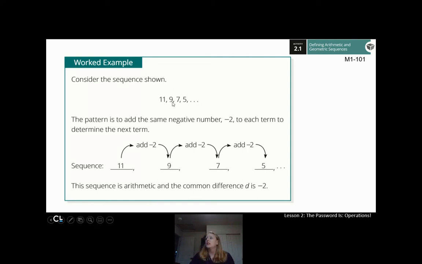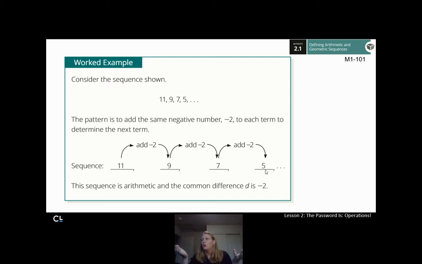So consider the sequence shown, 11, 9, 7, 5. It looks like I am subtracting 2 every single time. For our purposes, instead of thinking of it as subtracting 2, we're going to think of it as adding a negative 2. So the pattern is to add the same negative number, negative 2, to each term to determine the next term. For 11, I had to add a negative 2 to get 9. For the next one, I added a negative 2 to get 7. And then I added a negative 2 to get 5. You get the idea, right? So this sequence would be arithmetic because I'm adding the same thing over and over again.